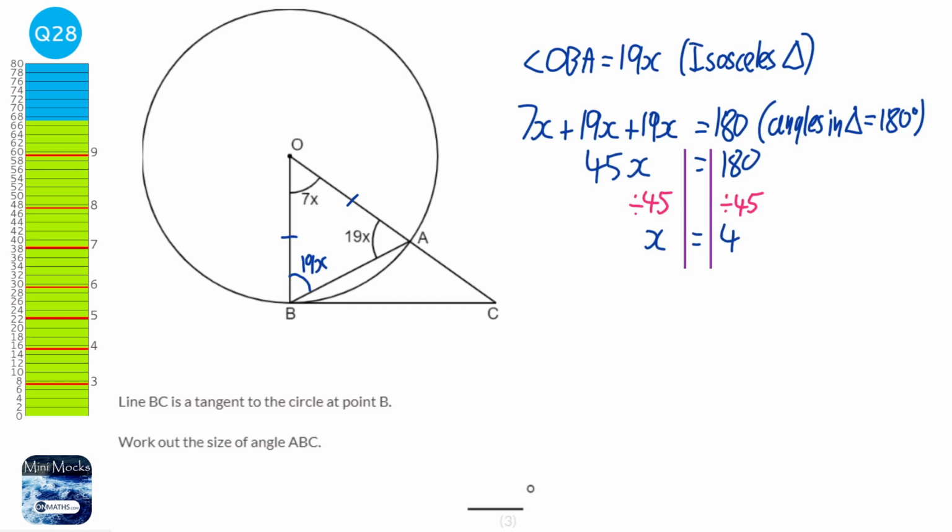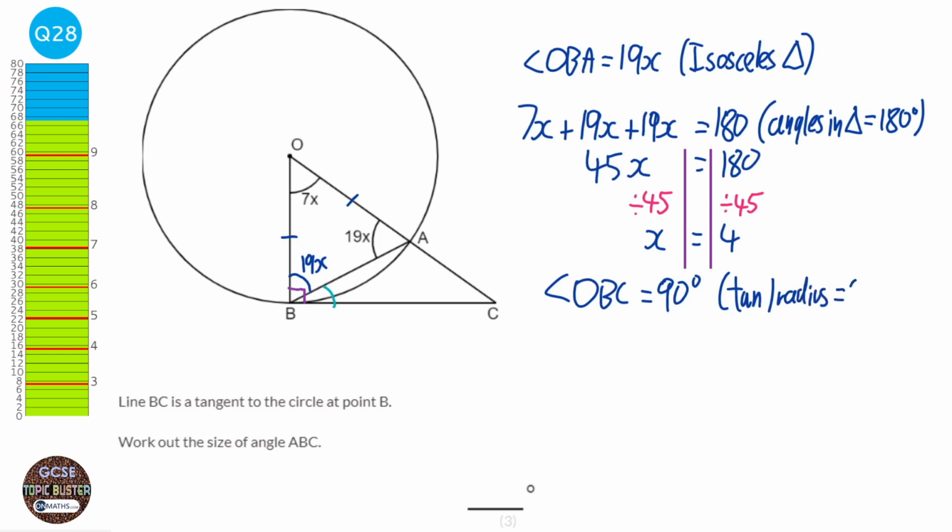Now we're looking for this angle here. That's angle ABC. Now there's a few different ways we could do this. We could work out what this angle is, because it's a big triangle, etc. Or we can use the fact that we've got a tangent touching a radius. So we know that this angle here is 90 degrees. So we can write that down. So angle OBC equals 90 degrees, because it's the angle between a tangent and a radius. Again, make sure you write all the reasons in full.